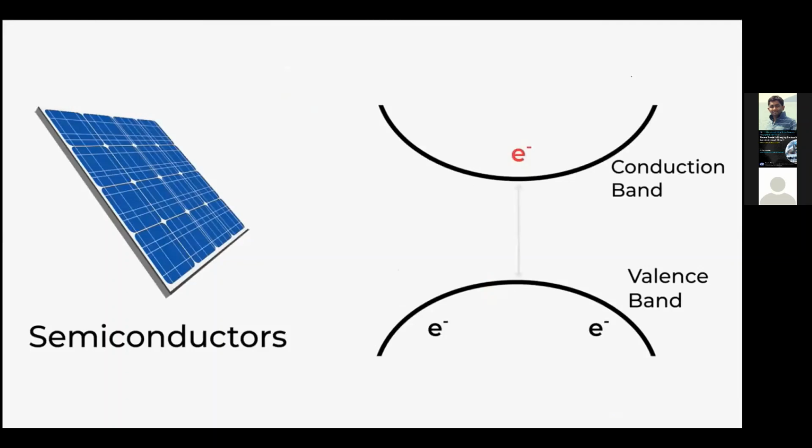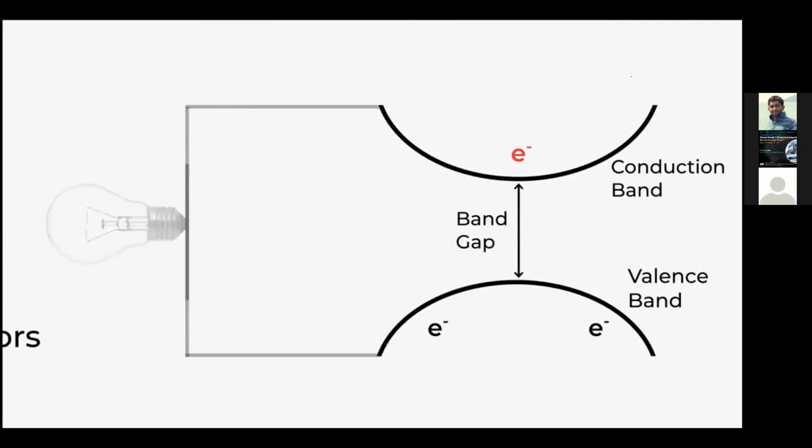The gap between these two regions is called the band gap and is very important for the solar cell's efficiency. Once an electron is in the conduction band, it is free to move and do work on a circuit, providing energy.